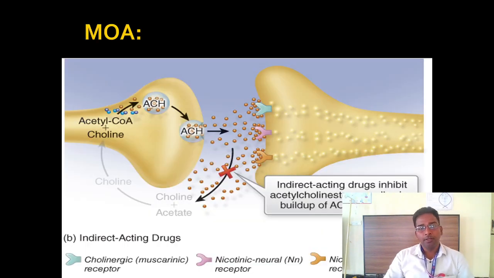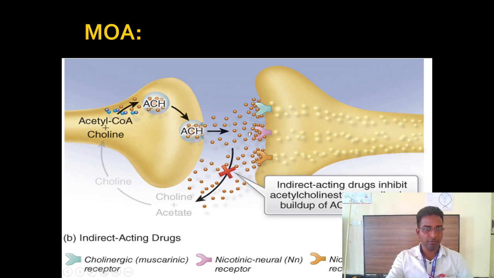Before starting, I would like to give a small introduction about how the cholinergic system works in our body. Here, this is a prejunctional neuron, and this is a postjunctional neuron. Acetylcholine is synthesized and stored in the prejunctional neuron. When a signal comes, this stored acetylcholine is released into the synaptic cleft and quickly acts on the receptors present in the postjunctional neuron. It might be muscarinic receptors or nicotinic receptors. After eliciting its function, this action is quickly terminated.